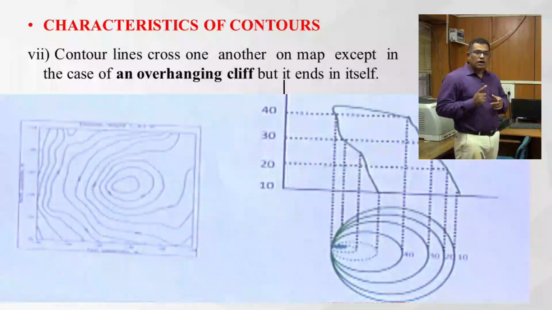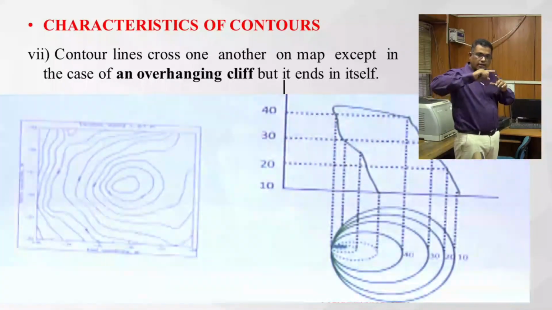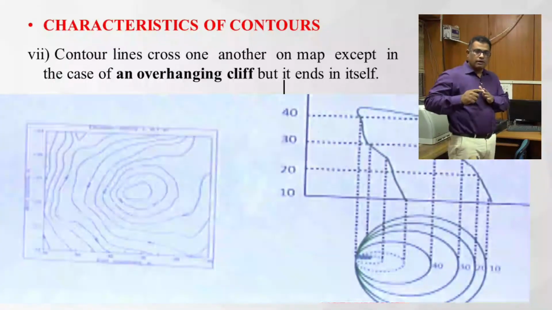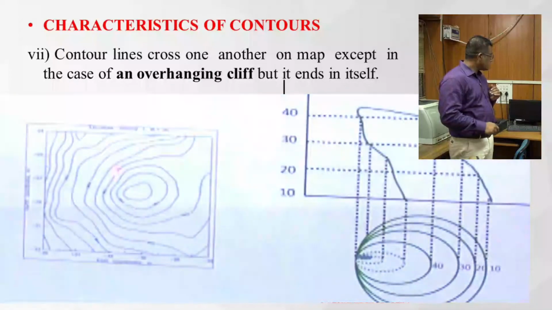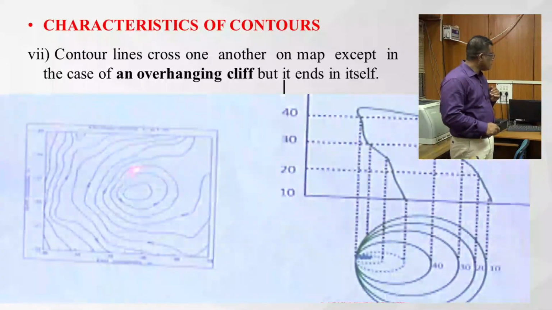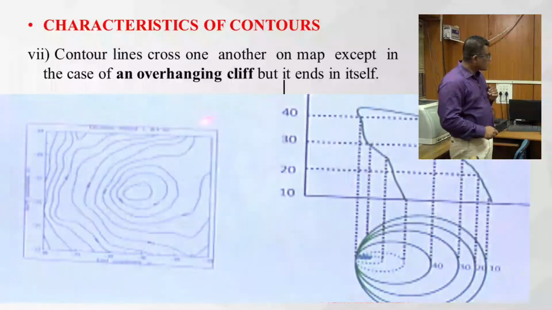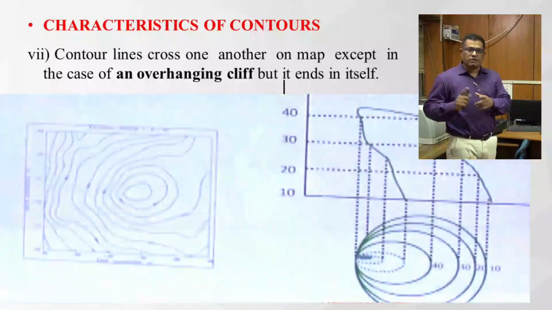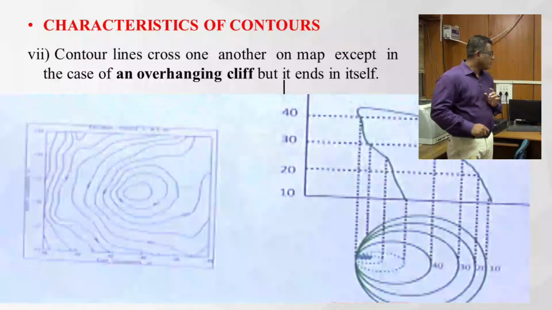And again, two contour lines never intersect each other. Contour lines will either end in themselves forming a loop, or end within or outside the limits of the map. Say in this case, this contour, I cannot see the value here, is ending in itself. This contour is going out of the map, but at some point outside the map it will join, but it will never intersect. Two contour lines of different value will never intersect each other.